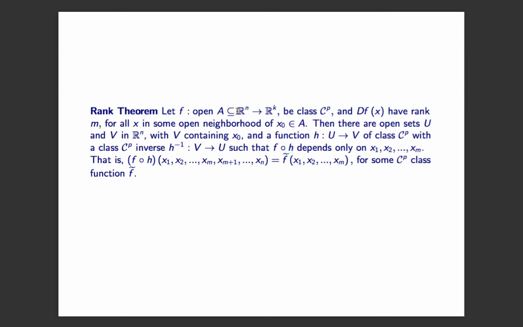In other words, even though f accepts vectors in Rn, because its derivative is rank m, where m is necessarily less than or equal to n, we can construct a kind of warping of the domain so that f really only depends on the first m entries, and we retain the smoothness of whatever f originally was.